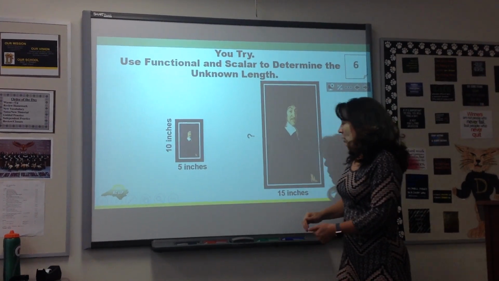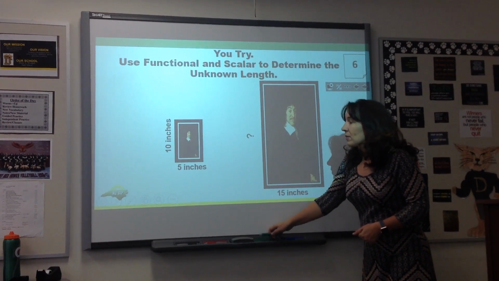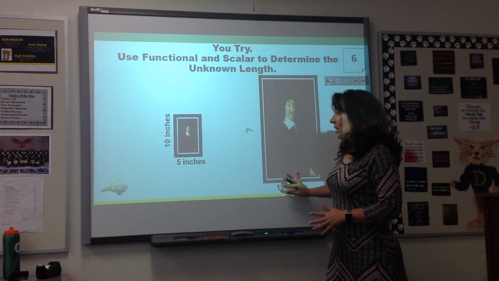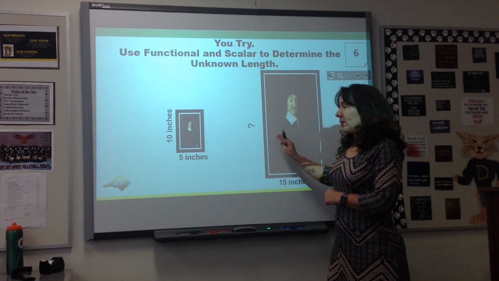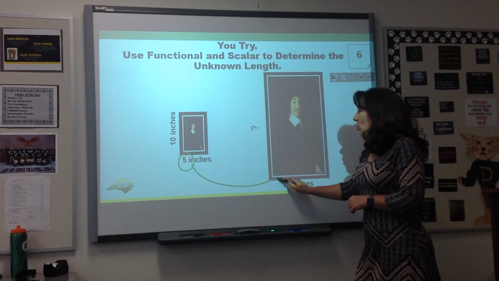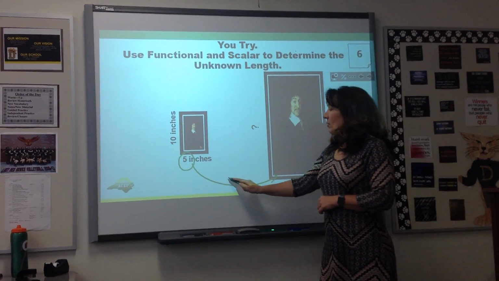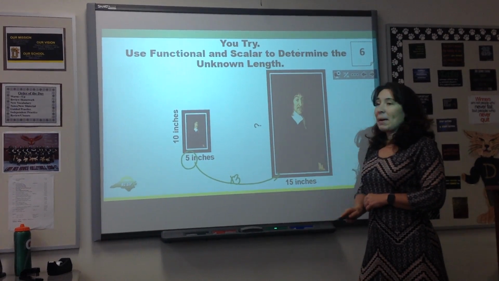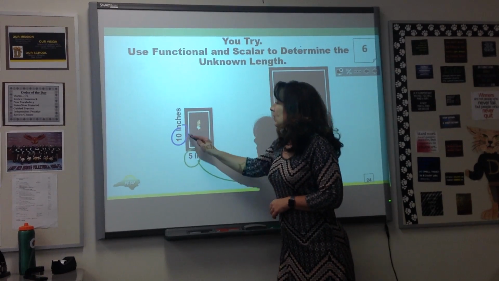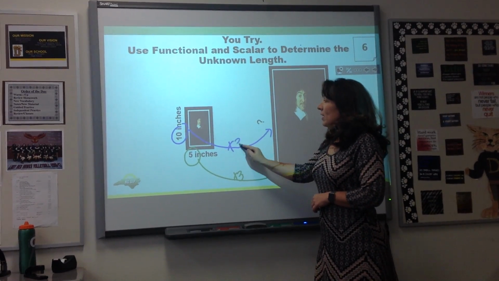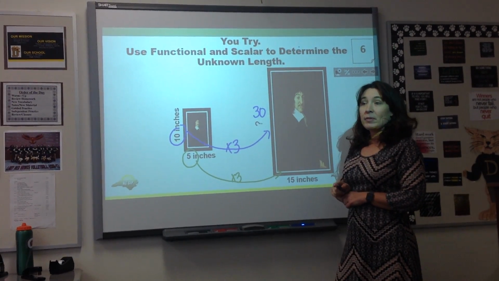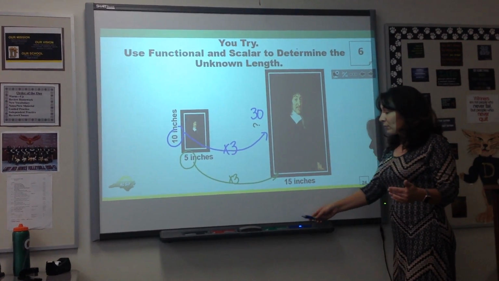Remember, the scalar approach is going to say, I'm going to compare my length to my length and my height to my height. So 5 times what is 15? 5 times 3. So I maintain that relationship. So 10 times 3 would be what? 30. That matches the answer we got when we took the functional approach.